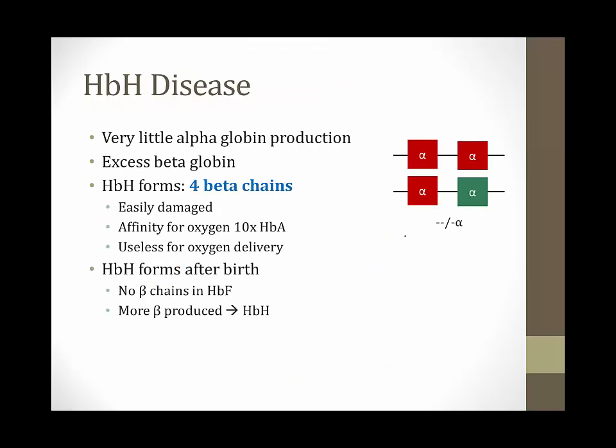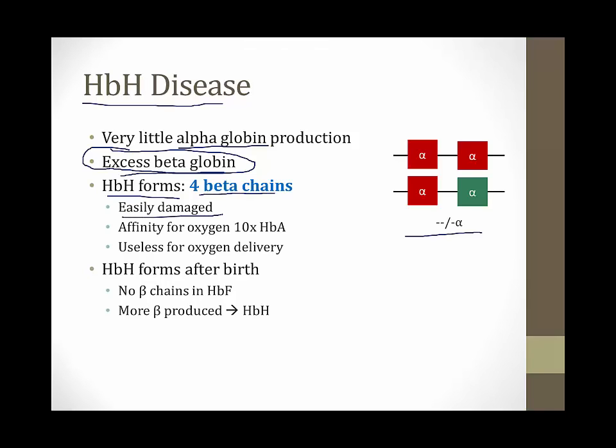If you have deletion of three alpha genes, you then have what's known as hemoglobin H disease. In this condition, there's very little production of alpha globin genes, and there's excess beta globin present. Beta globin is being produced, but it doesn't have alpha globin to combine with to form hemoglobin A. Therefore, there is an excessive amount of beta globin together, and the beta globin chains will bind together and form what's known as hemoglobin H, which is four beta chains together.